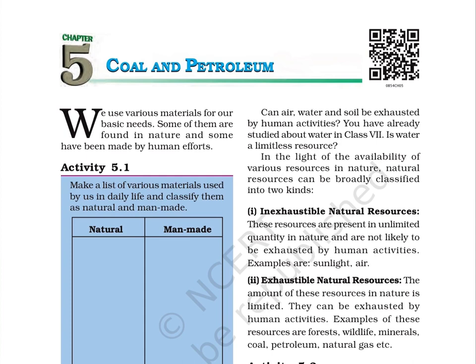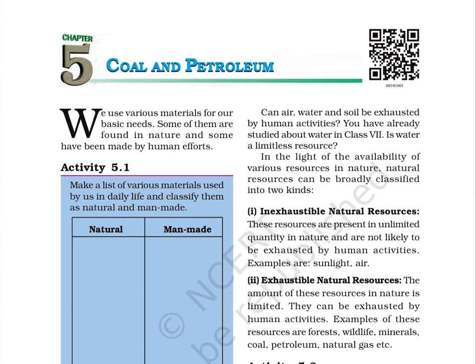Audiobook Science Class 8 Page 56 Chapter 5 Coal and Petroleum. We use various materials for our basic needs. Some of them are found in nature and some have been made by human efforts.